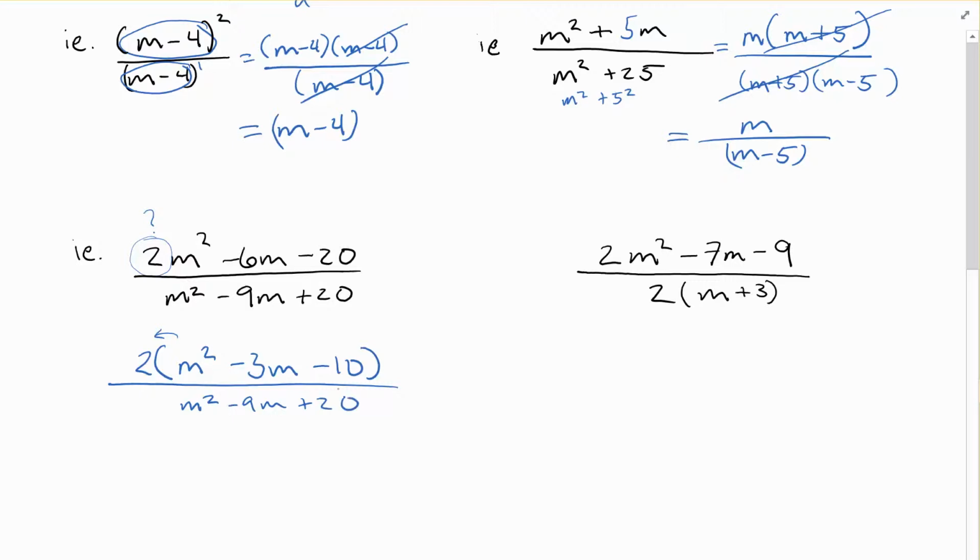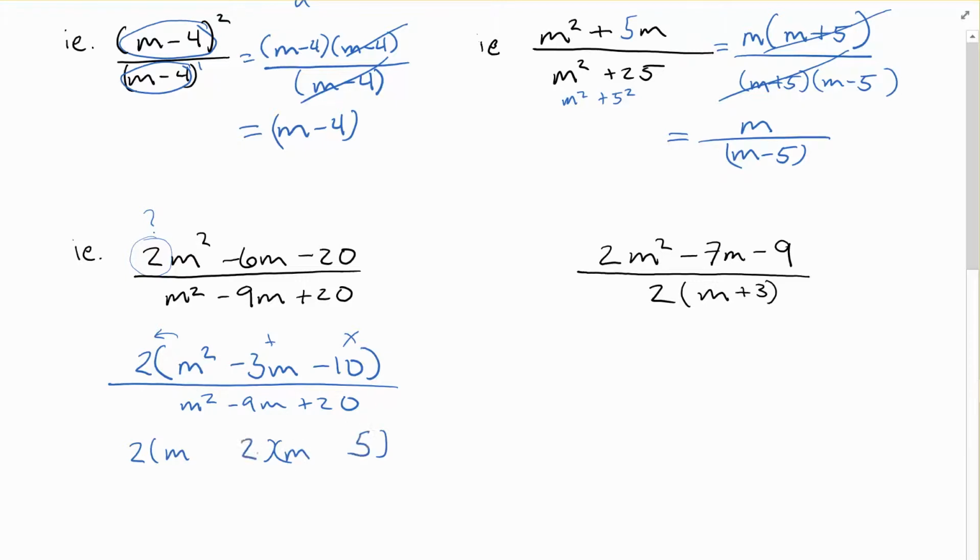And again, if anybody's getting tempted to try to cross those out, please slap your forehead and don't do it. Notice here again I'm minusing, I'm not timesing to the thing next to it, so I cannot just cancel it because I see it on the top and bottom. I need to get these into brackets. So factoring the top, what times to negative 10 and adds to negative 3?